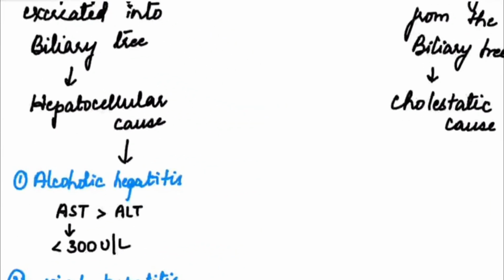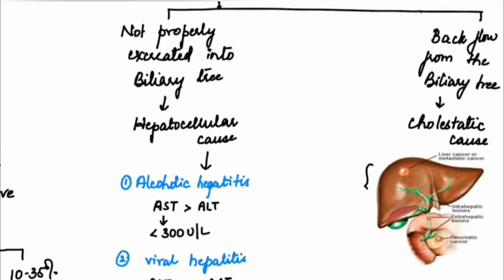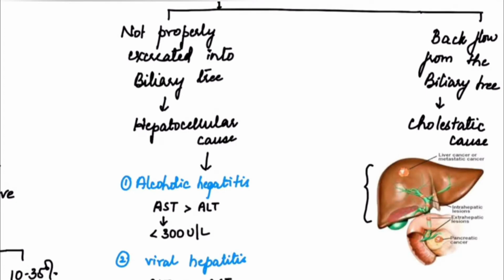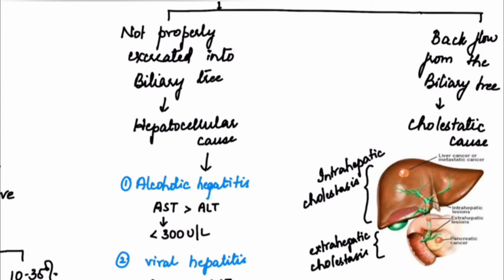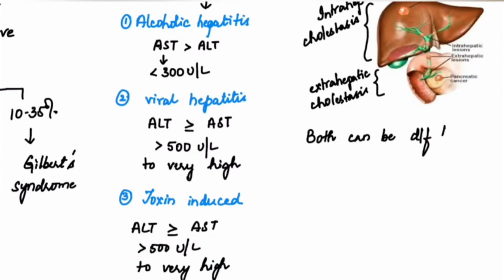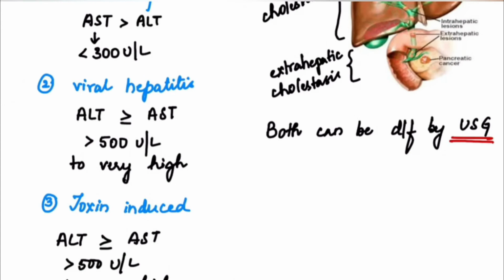Now coming to cholestatic causes. So in cholestatic causes, remember the biliary tree has two parts, one inside the liver, that is known as the intrahepatic part. So if there is obstruction in that part, it is known as intrahepatic cholestasis. The part of the biliary tree which is outside the liver is known as the extrahepatic part. So if there is obstruction there, it is known as extrahepatic cholestasis. Both of them are very easily differentiated by an ultrasound.